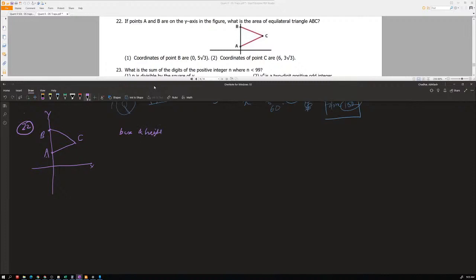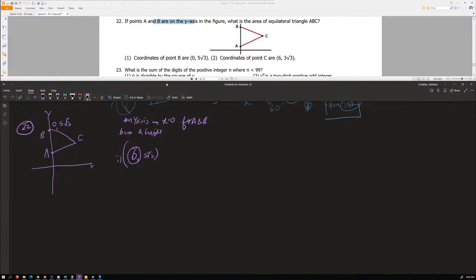Then it says the coordinates of point B are 0 and 5 root 3. So this is our condition 1. What does it say? One thing is already given, that it is on the y-axis, so that is given here only. It says this is on the y-axis, so anyways x is equal to 0 for both A and B, right? In that case, in this information 0, 5 root 3, the 0 is not actually any additional information. The only thing that we get is 5 root 3.